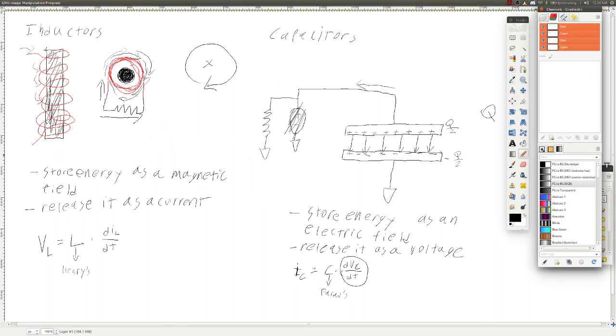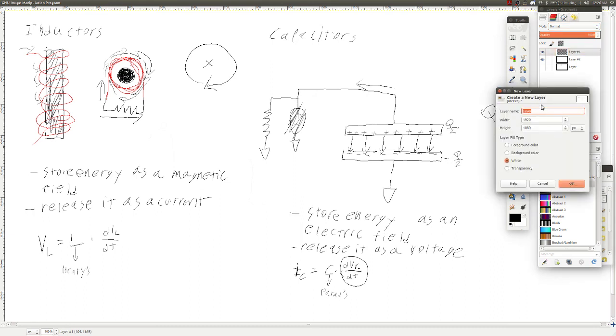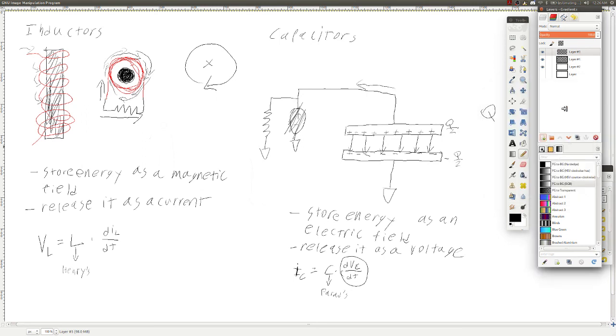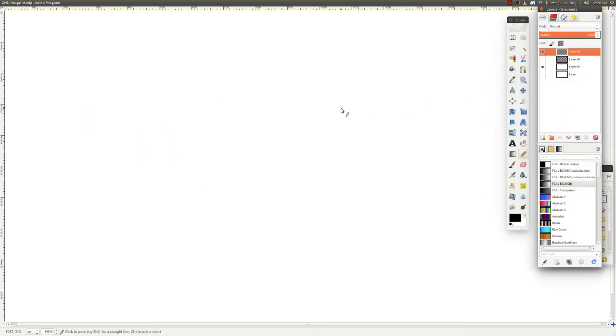Let's get the layers toolbar back here. We're going to go ahead and make another transparency layer. Let's go ahead and make that one go away. Why did I have this cursor? Oh well. So I'm going to go ahead and give us an example of what we're going to call an RC circuit.